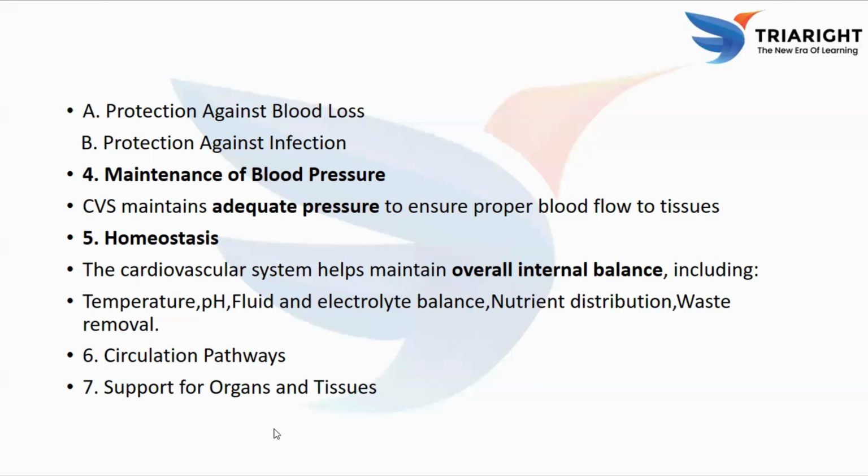And the sixth function is the circulation pathways. So the cardiovascular system ensures the continuous movement of blood through systemic circulation, body, pulmonary circulation through lungs, coronary circulation, heart muscle, and also portal circulation, that is gastrointestinal tract to the liver. And the seventh function, the last function of the cardiovascular system, is support for organs and tissues. So they deliver the oxygen plus nutrients needed for the metabolism. It also maintains the normal function of the brain, kidneys, lungs, muscles, and all the organs.